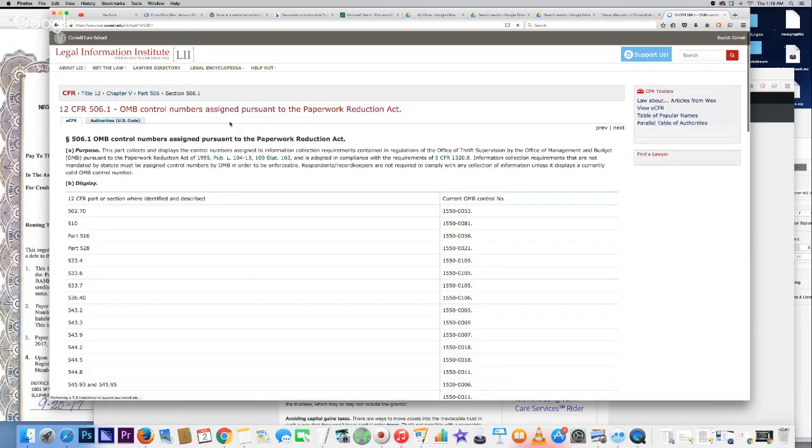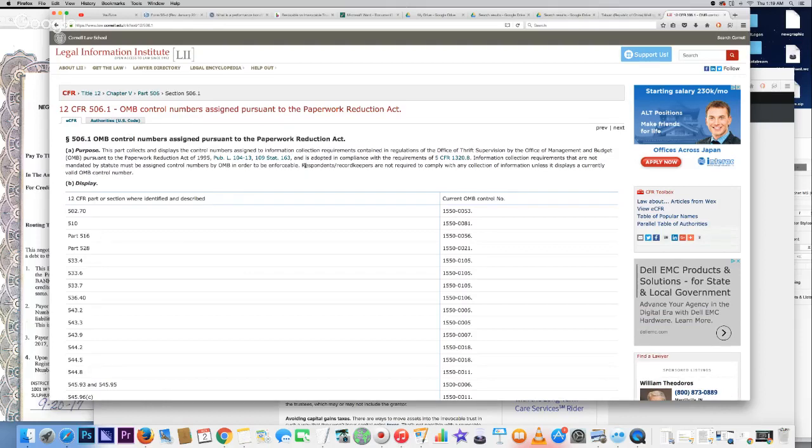All right, so I had that right there. Now, OMB, it's a control number assigned pursuant to the Paperwork Reduction Act. This part collects and displays the control numbers assigned to the information collection required by the regulations of the Office of Thrift Supervision, approved by the Office of Management and Budget, OMB, pursuant to the Paperwork Reduction Act of 1995, Public Law 104-13, 109 Stat. 163, and is adopted in compliance with the requirements of 5 CFR, whatever. Now, information collection requirements that are not mandated by statute, but must be assigned control numbers.